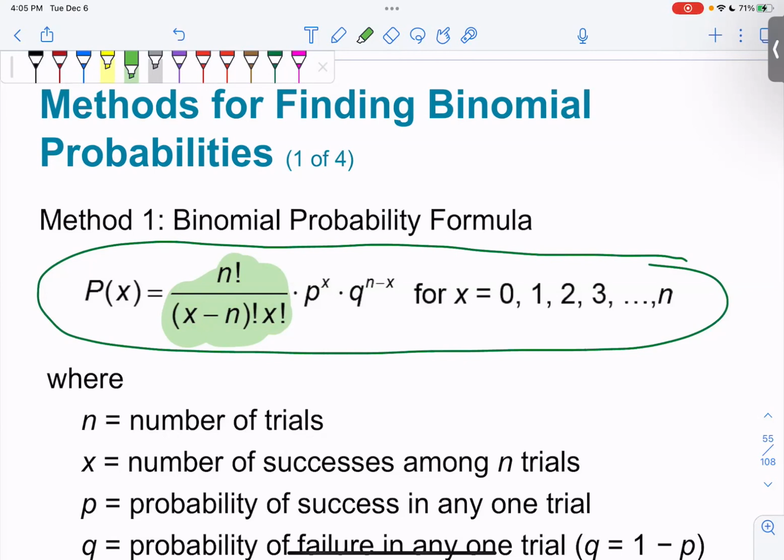What about Q? Probability of failure. And what about this one, N minus X? Trials minus the number of successes, which is the number of failures, right? So probability of success, number of successes. Probability of failure, the number of failures. Okay, and this is just the combination.